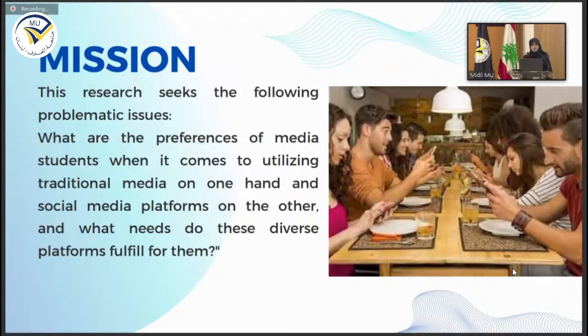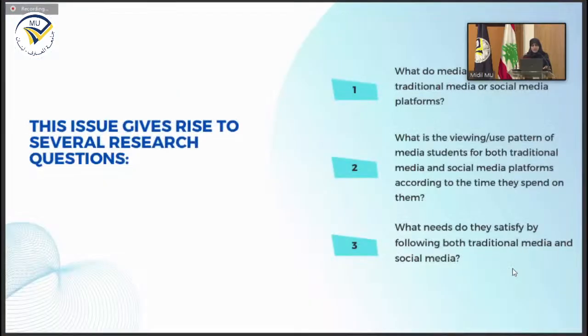This research seeks the following problematic issues. What are the preferences of media students when it comes to utilizing traditional media on one hand and social media on the other? And what needs do these diverse platforms fulfill for them?